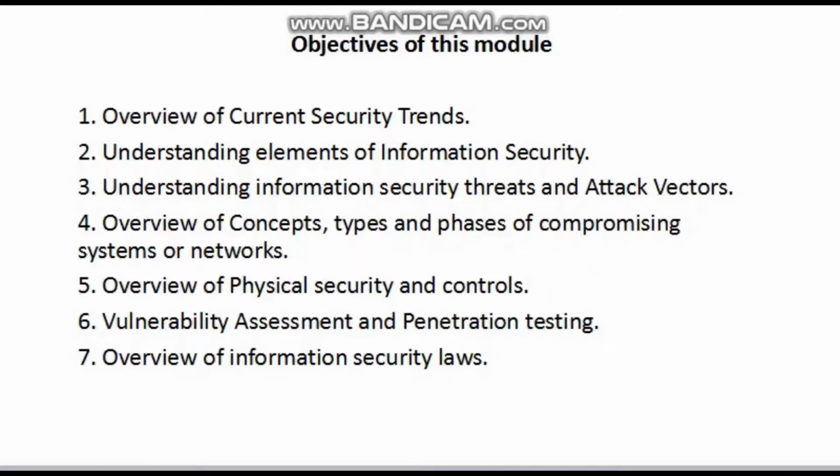The objectives of this module are as follows. 1. Overview of current security trends. 2. Understanding elements of information security. 3. Understanding information security threats and attack vectors. 4. Overview of concepts, types and phases of compromising systems or networks. 5. Overview of physical security and controls. 6. Vulnerability assessment and penetration testing. 7. Overview of information security laws.